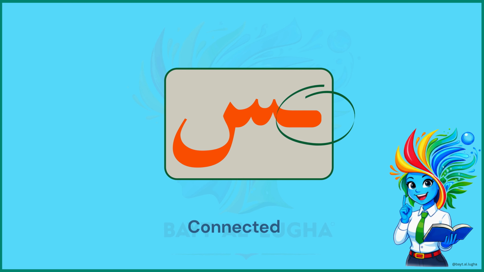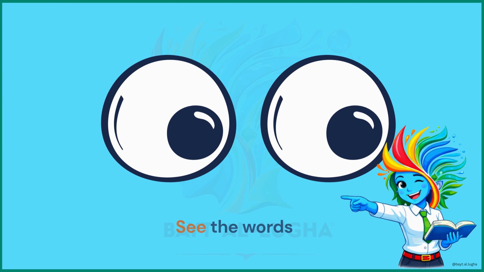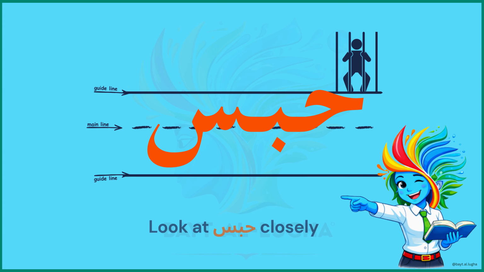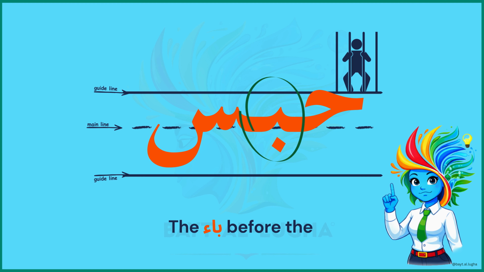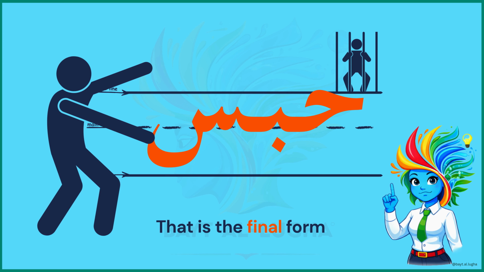Final. Connected in from the right, 3 teeth. Then the ball drops below the line and finishes. See the word habasa, yabasa. Look at habasa closely. The ba before the scene connects forward so the scene is joined in from the right. That is the final form.